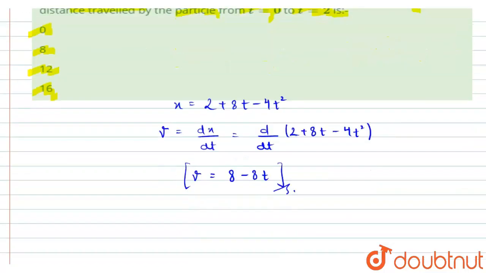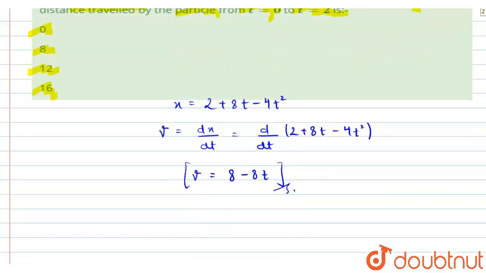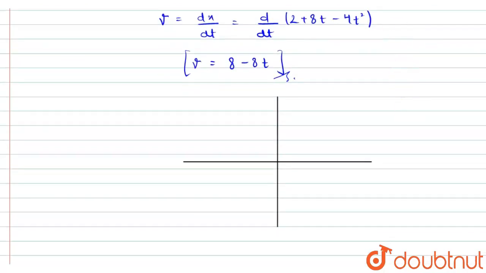So let me plot the velocity time graph first. On the y-axis we have velocity, on the x-axis we have time. So see, after plotting the velocity time graph, if I take the area under the curve, or if I integrate this velocity with the given time interval, we will get the distance.